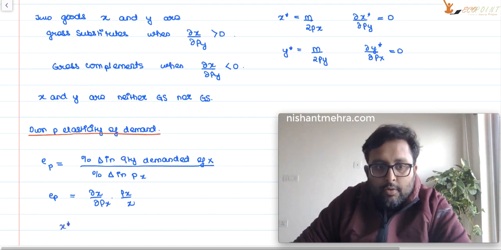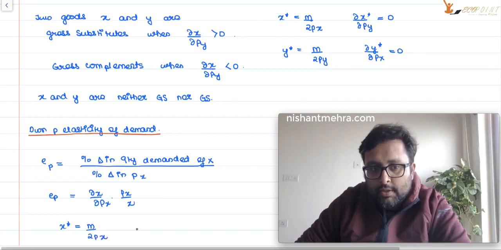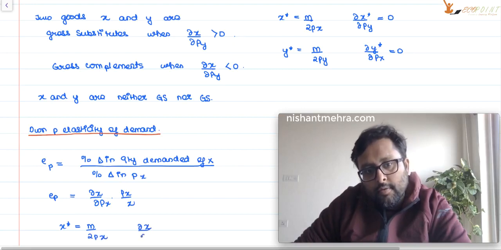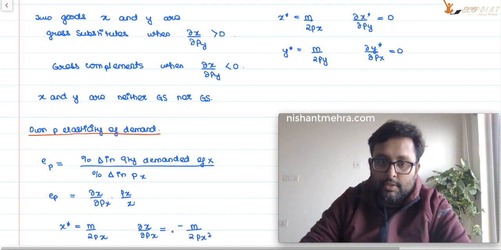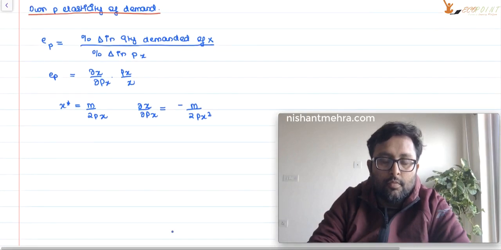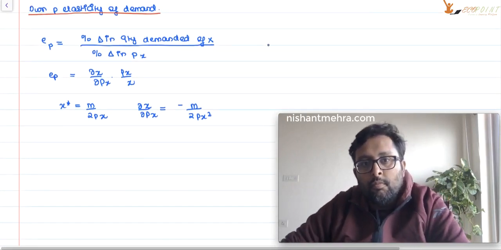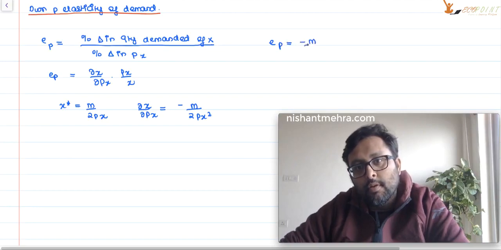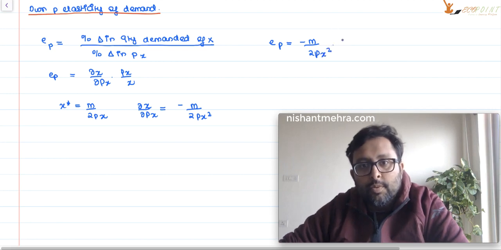Well, you have already calculated x star is m upon 2px. What is del x by del px? It will be minus m upon 2px squared. So it is minus m upon 2px squared into px upon x star.